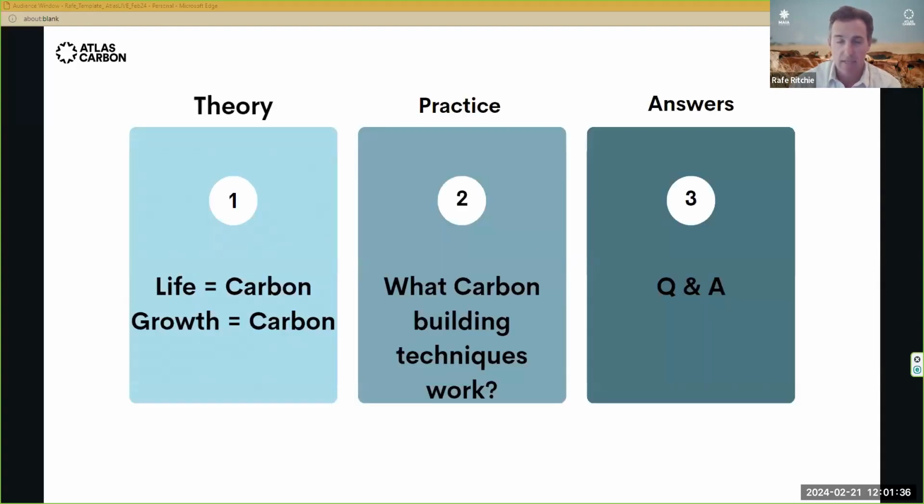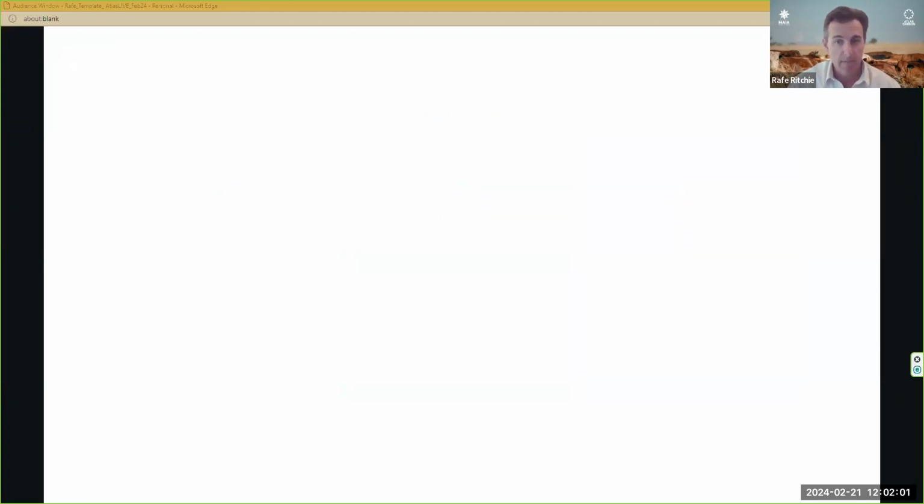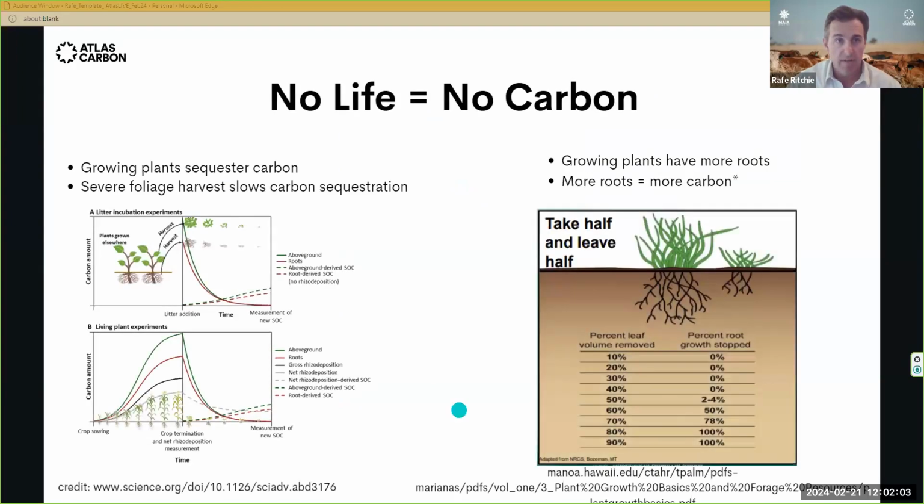If we don't get them answered, we will look to answer them at a later date. Moving to our next slide. This is just a way I like to think of it, that there's a theory, a practice, and obviously the answers. And the answers are what most people want. But a basic theory: growing plant life equals carbon. Growth equals carbon. So we need growing plants. Practice: what carbon building techniques work, or what do we find work. And then the Q&A is just that. So, straight in.